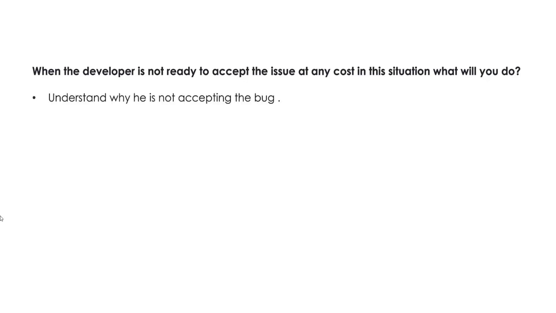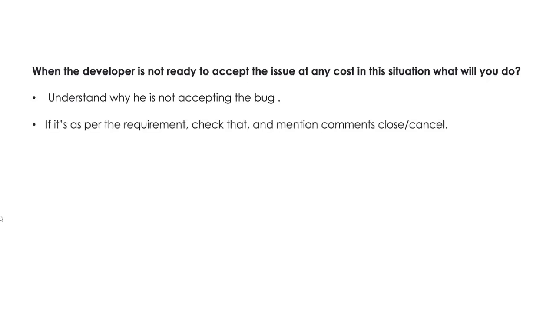Understand why he is not accepting the bug. Sometimes we might have misunderstood the feature or the requirement. Okay, so that can also be a possible case. If it is as per requirement, check that, add a comment, and close or cancel it. So it completely depends. First think whether your understanding is correct or not, and whether whatever the developer has told is right or not. Just analyze.